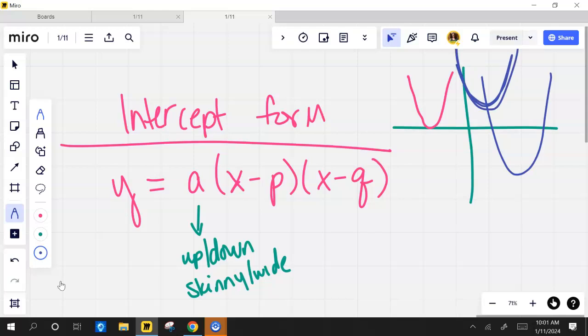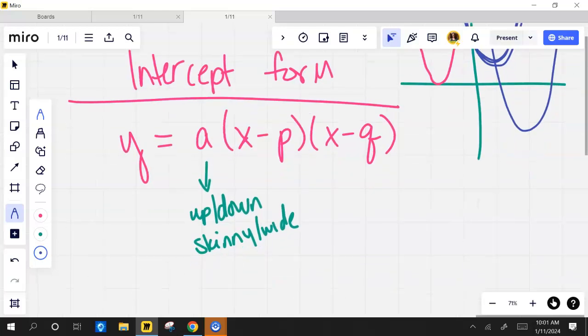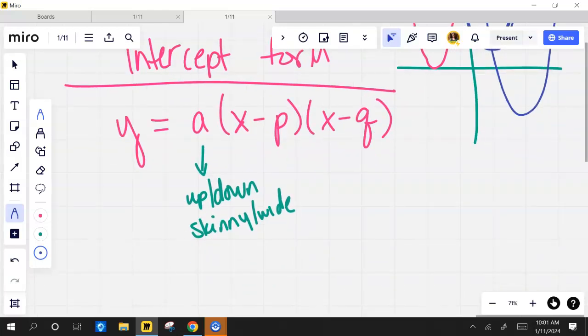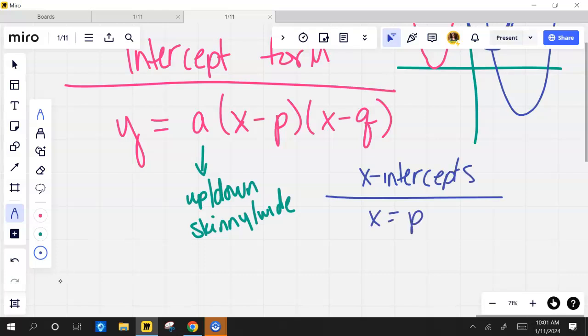So for my ones that have 2 intercepts, intercept form is great because it's going to identify those 2 intercepts for me. The intercepts here are going to be x equals p and x equals q. These numbers that are in parentheses with the x, those are the places where it's going to cross the x-axis. Now again, because there's a minus here, these are the opposite signs.